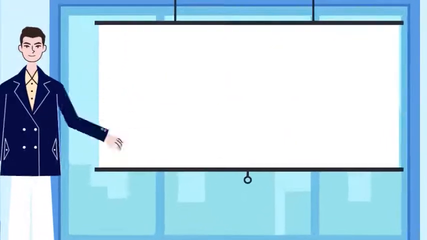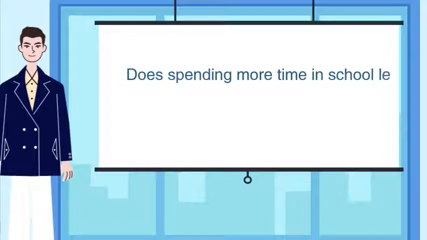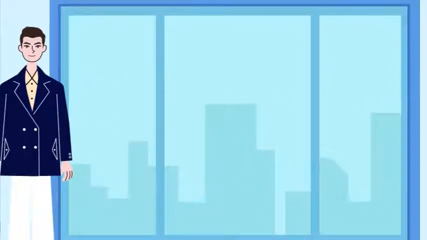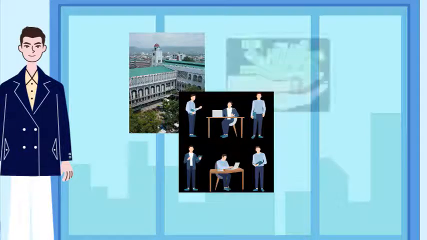Consider the following questions. Does spending more time in school lead to higher wages? Can we say that a PhD holder earns more money than an undergraduate holder? Or can we say that there is a relationship between years of education and wages? To answer that, we need to gather data. But what specific data? These are the data for an employed person's years of education and their corresponding wages.